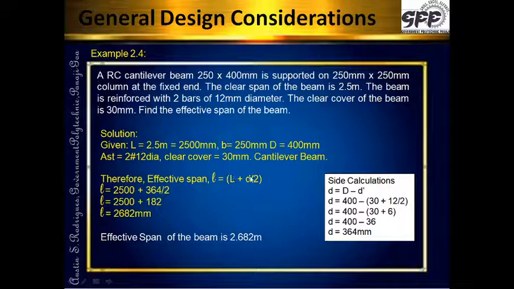Now small d has to be calculated. Small d is capital D minus d dash. Capital D is the overall depth. D dash is the effective cover. Cover has been given to us as 30 mm. So let us calculate this. Small d is equal to capital D.